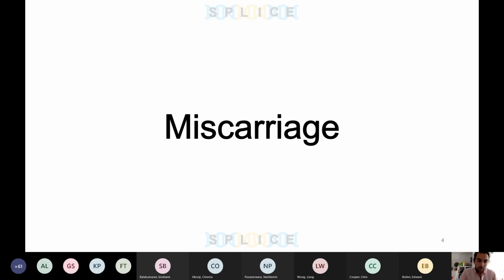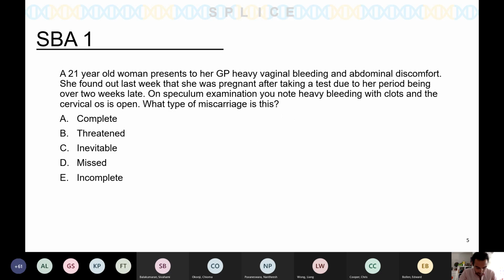I'm sure you guys know how fibroids present, for example, like if it's menorrhagia. But we'll crack on with miscarriage. So we've got a first SBA. Yeah, we're going quick. We'll rapid fire this, don't worry. Where's the SBA gone? Can I see it? Oh, sorry, ignore me. Okay, cool. So yeah, C.